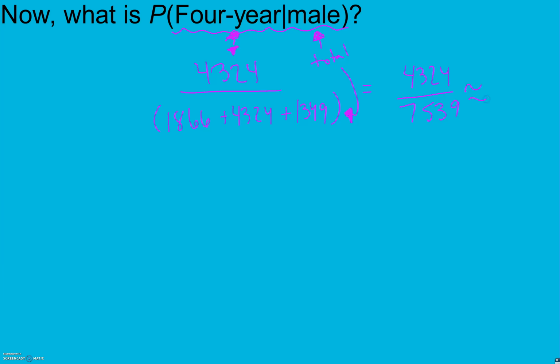And when we divide here, we get about 0.574 or 57.4%. And that seems like it could make sense because if we look at our data, that's overwhelmingly the higher of the three.